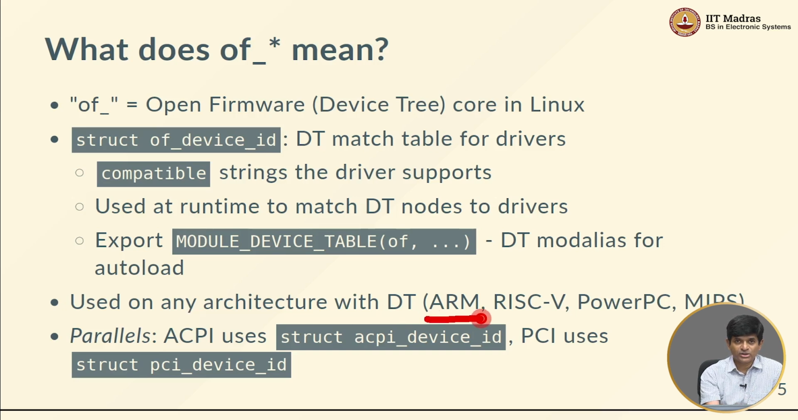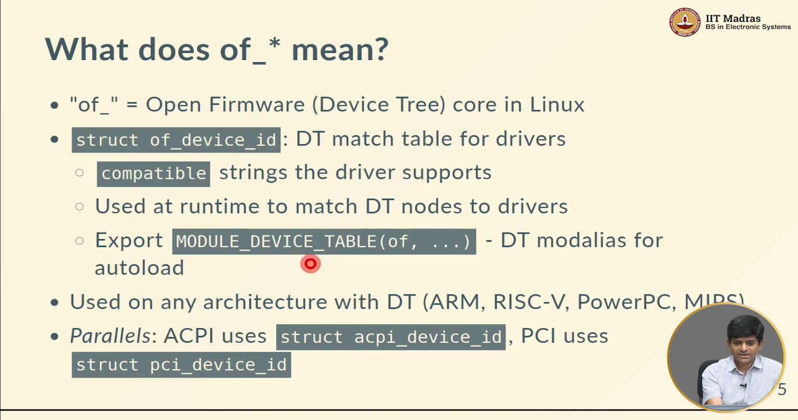So this OF_ approach is used on any architecture with the device tree. For example, that includes ARM and other architectures such as, well, the most common one you are likely to see nowadays, RISC-V. There are others such as PowerPC and MIPS, which also use the same device tree based approach. Just to clarify, ACPI is used by the PC or x86 based systems. They don't use the device tree, they use ACPI instead.